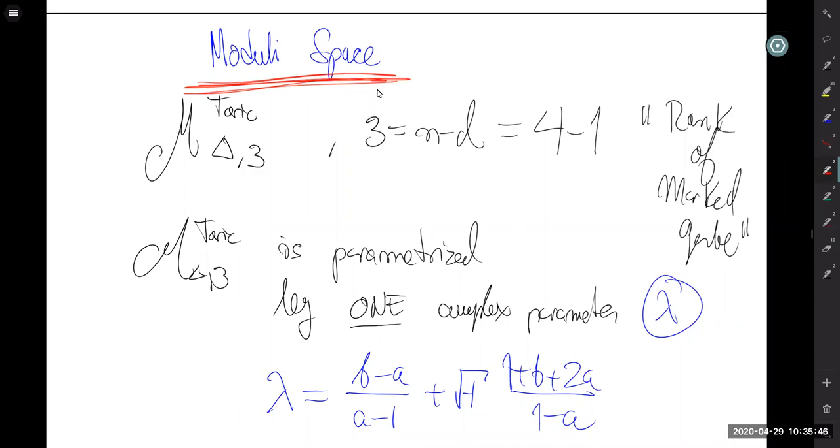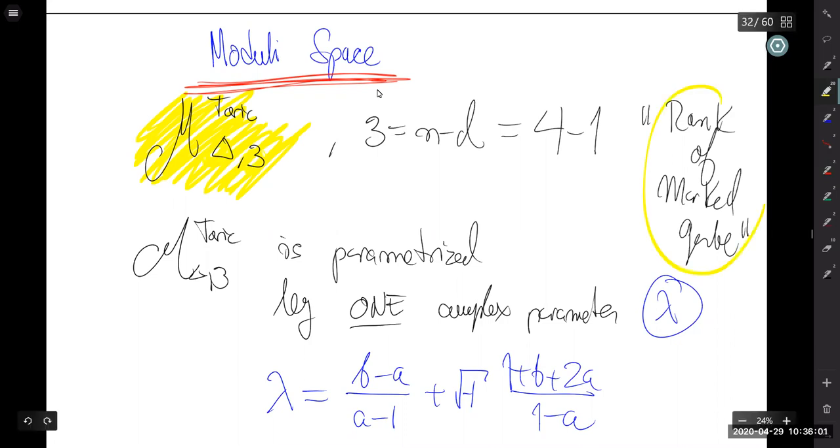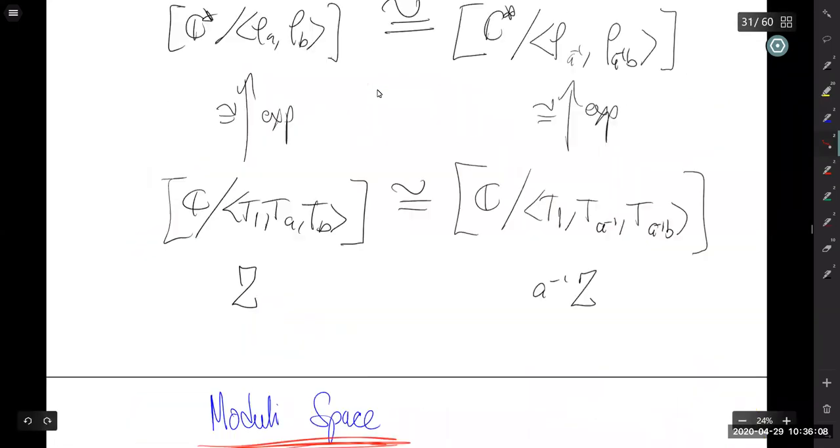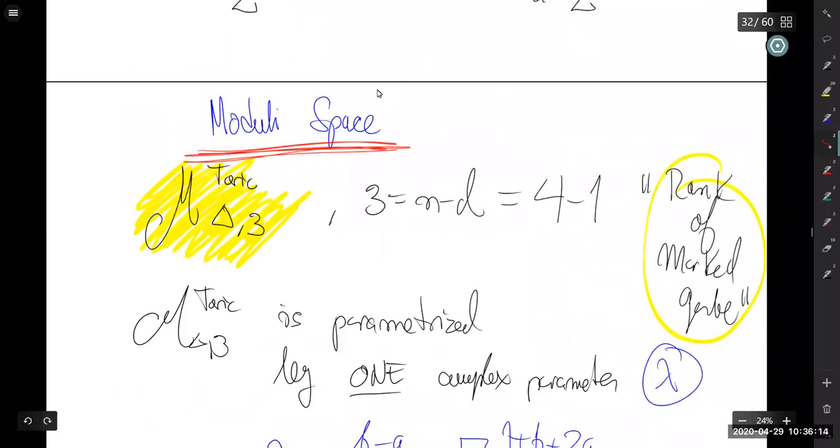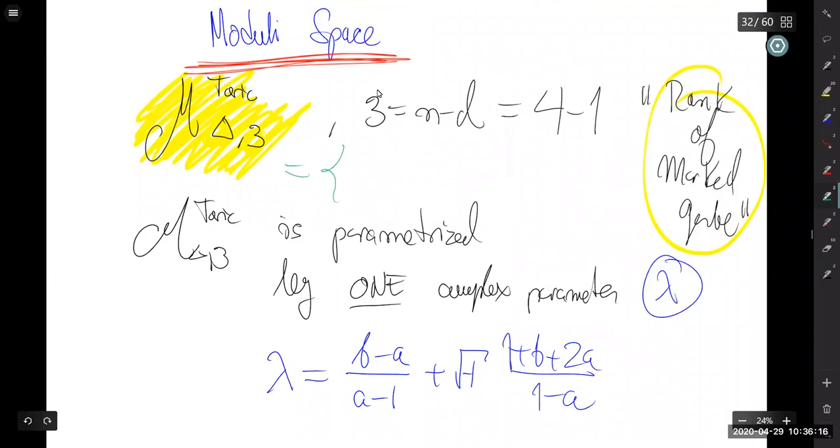this object that I just described. This moduli space, notice that it has this kind of genus delta and this kind of Mach points tree. Three is the rank of the Mach gerb, and this moduli space parametrizes all of these. This is the set of all of these P1s, quantum P1s.